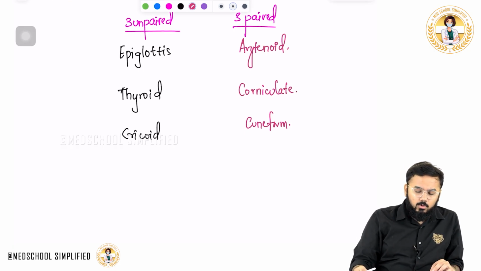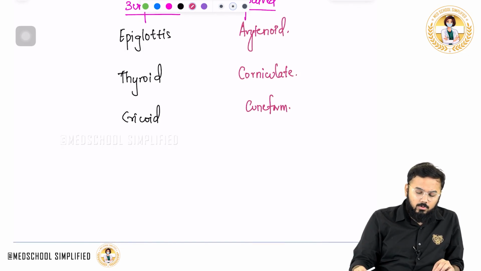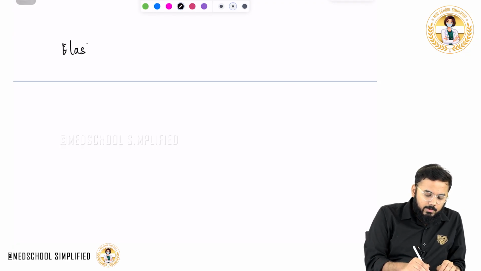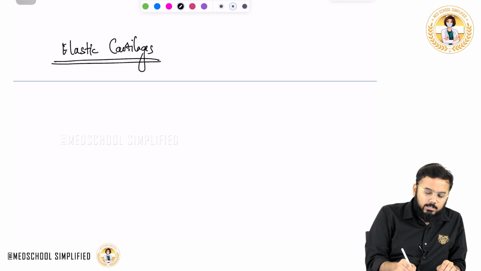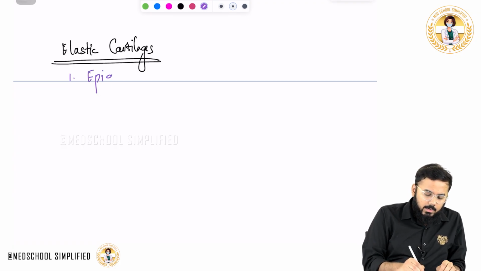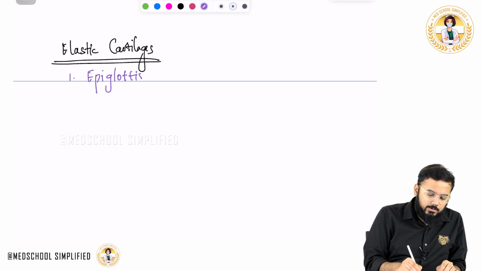But before that, out of these 6 cartilages which you have, which of them are elastic cartilages? Now, when it comes to the elastic cartilages, the first one in the row is your epiglottis. Epiglottis is an elastic cartilage.